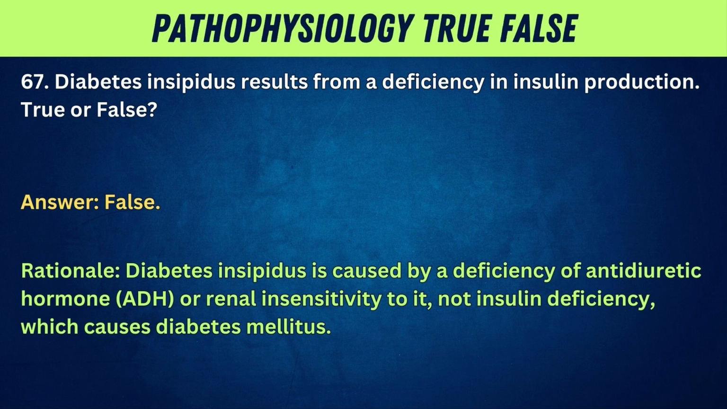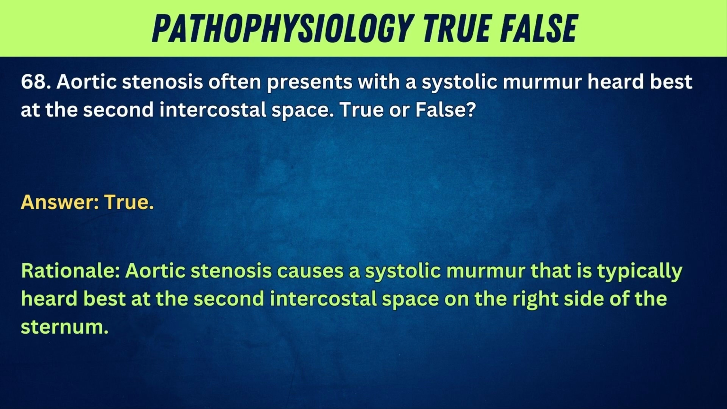True or false? Answer: false. Rationale: diabetes insipidus is caused by a deficiency of antidiuretic hormone, ADH, or renal insensitivity to it, not insulin deficiency, which causes diabetes mellitus. 68. Aortic stenosis often presents with a systolic murmur heard best at the second intercostal space.